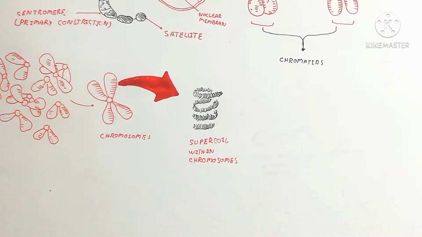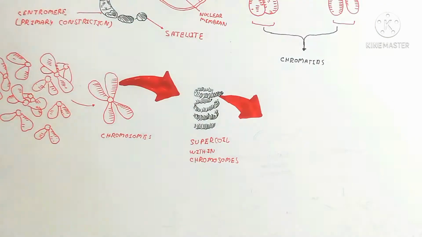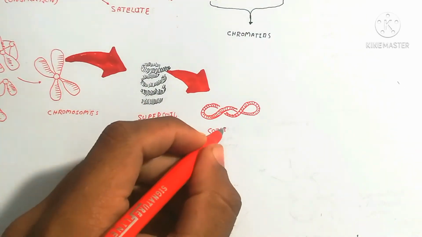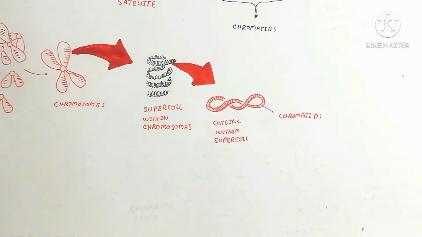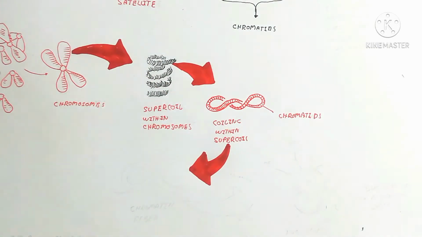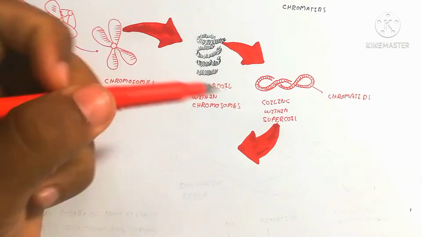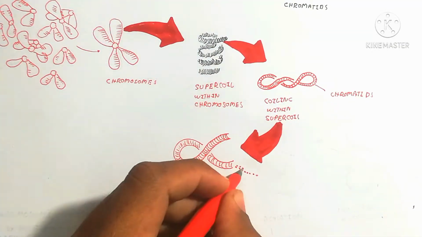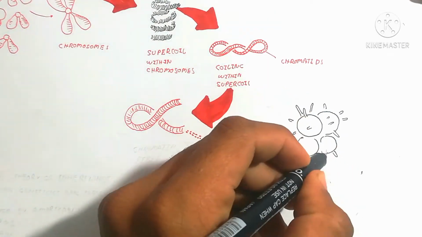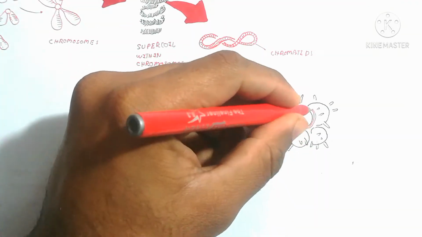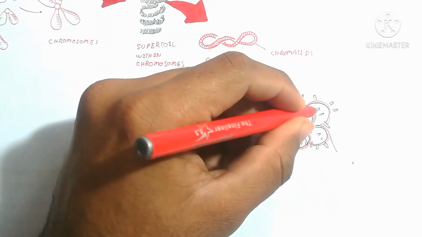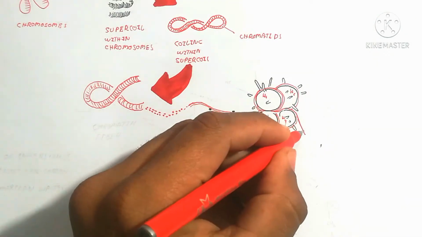So here is the chromosome, which contains chromatids, and the chromatids are divided into supercoils within the chromosome. These supercoils contain chromatids, with coiling within the supercoil. The coiling within the supercoil looks like a figure-8 shape. This is the linker protein attached by the histone octamer, the 8 subunits of protein, which are H1, H2, H3 and H4, and there are different names.